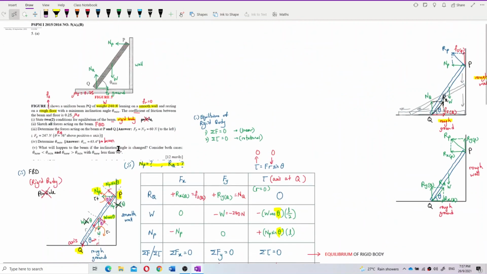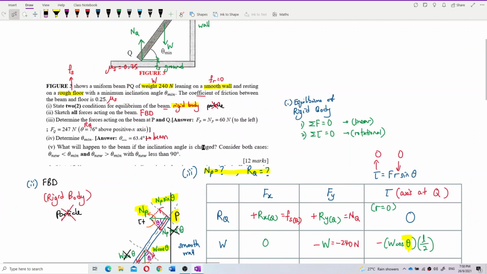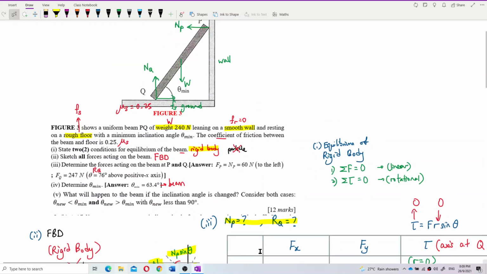So what will happen to the beam if the inclination angle is changed? Consider both cases. Let's think. What will happen to the beam if the angle theta minimum is changed? If the new angle is less than theta minimum, or the new angle is more than theta minimum.